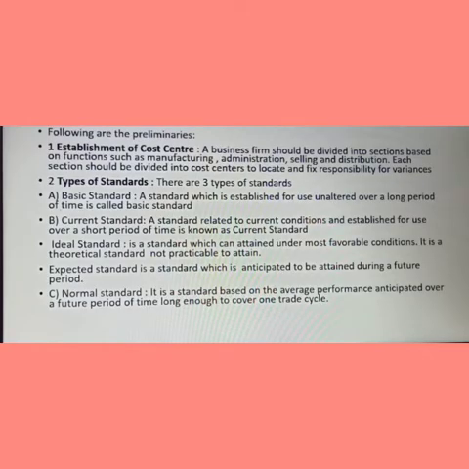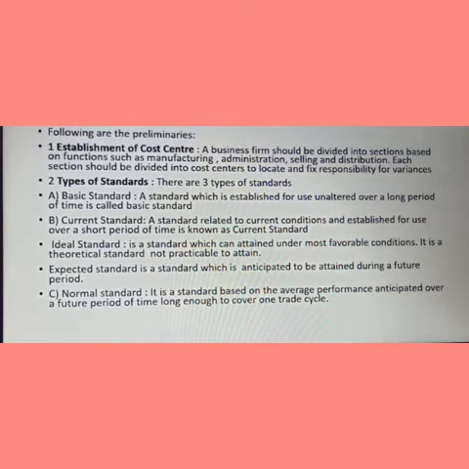There are certain preliminaries to the establishment of standard costing. 1. Establishment of a cost center. A business firm should be divided into sections based on functions such as manufacturing, administration, selling and distribution, HR, etc. Each section should be divided into cost centers to locate and fix responsibility for variances. So what is a variance? Variance is the difference between actual cost and the standard cost.